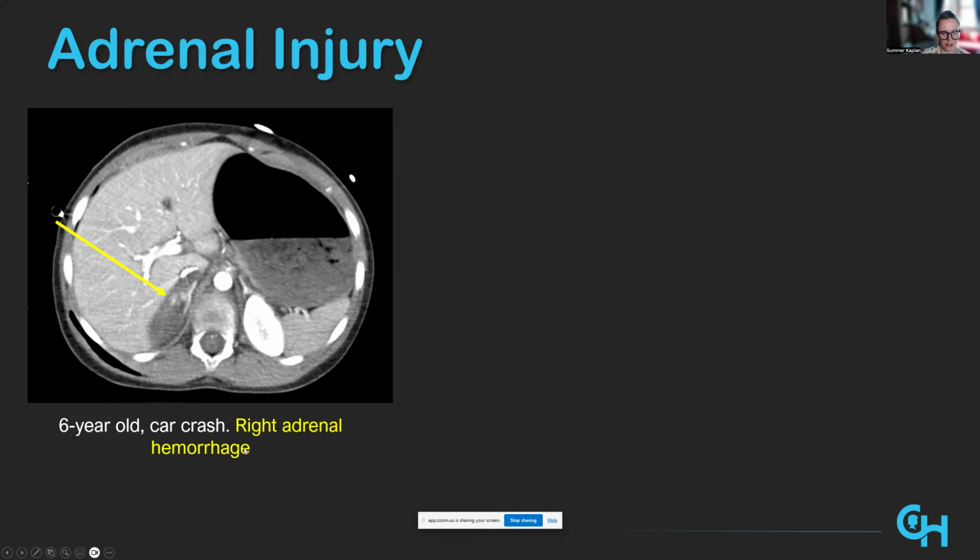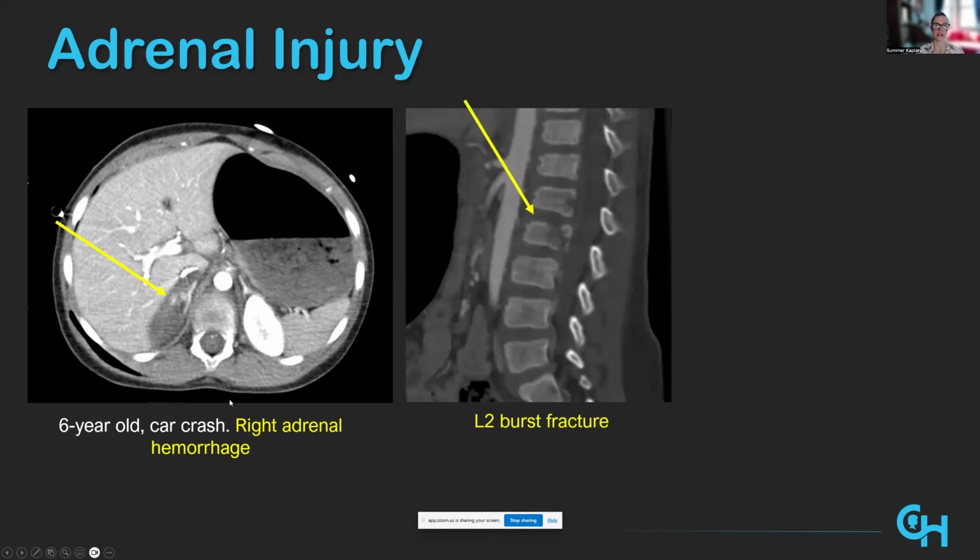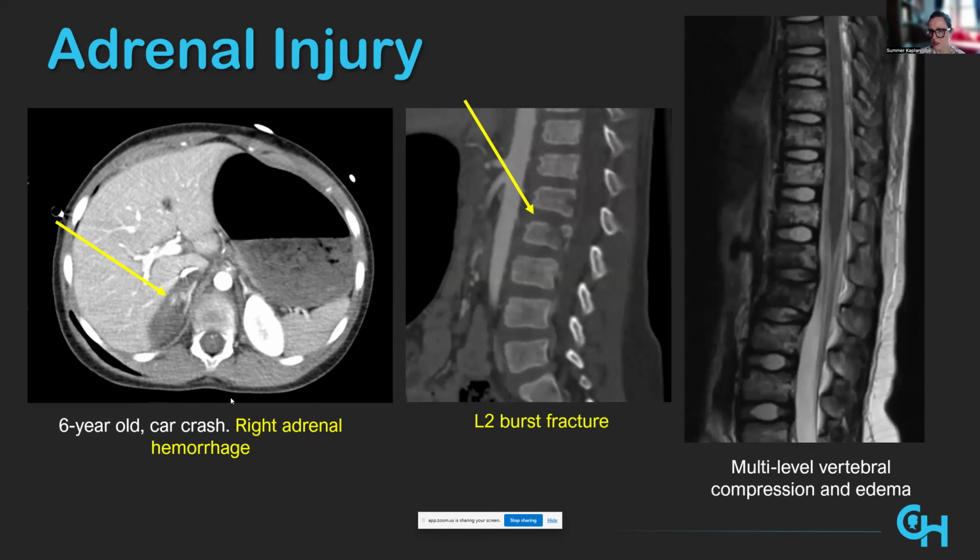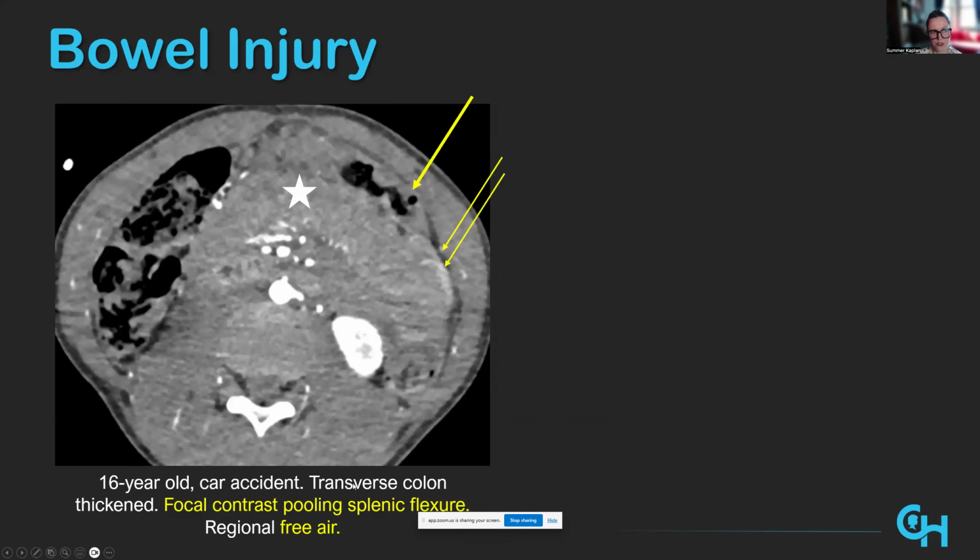This 6-year-old was in a car accident and had a right adrenal hemorrhage. When we look elsewhere, we see a burst fracture of the lumbar spine. That's the case I showed earlier with multi-level vertebral compression. It's hard to appreciate on the CT exactly how many of the vertebrae are affected, but there's multi-level vertebral compression and some impingement on the spinal canal. So with adrenal hemorrhage, look carefully for other injuries.